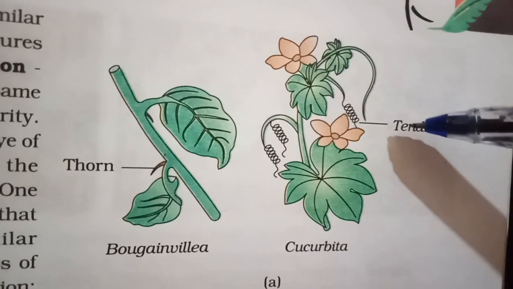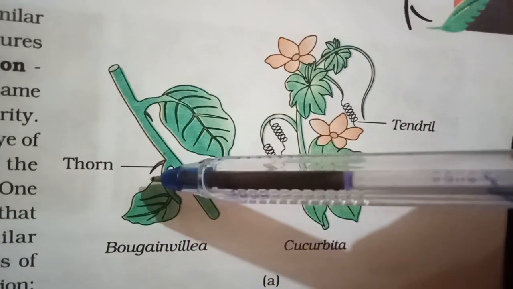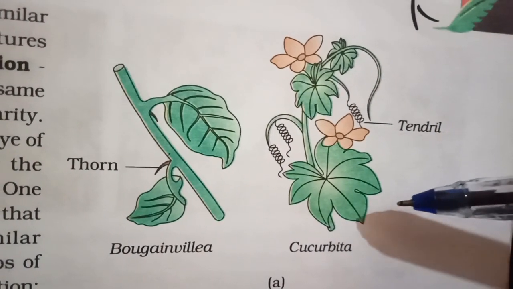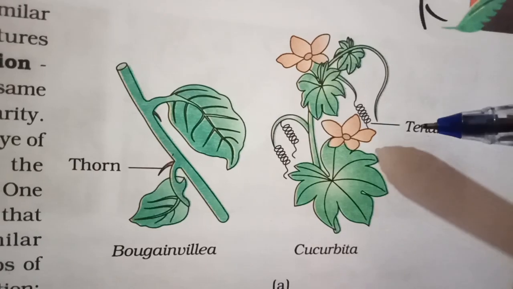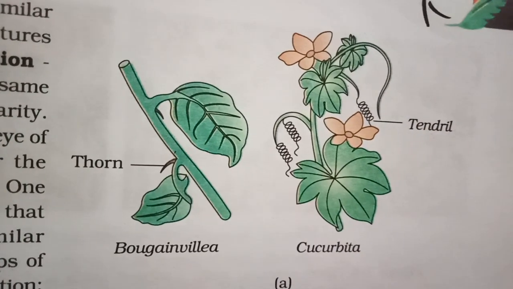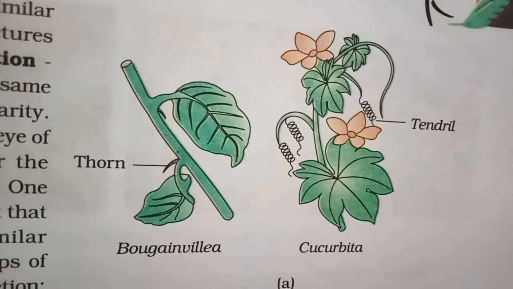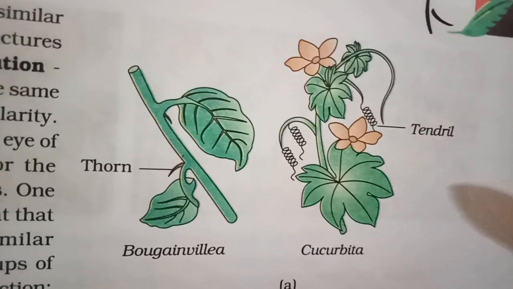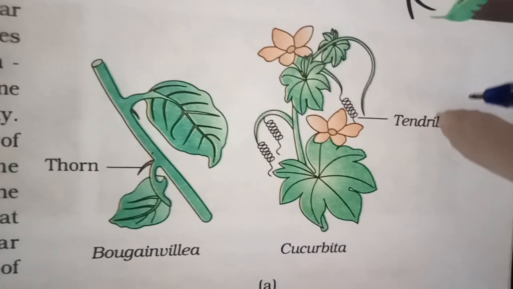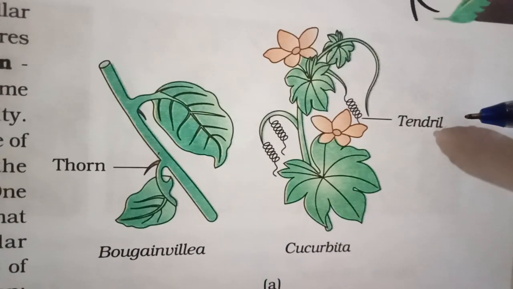How? Because thorns in case of bougainvillea and tendrils in case of the cucurbita, they are arising from the axillary position, showing the common ancestry but performing different functions. Now how do they perform different functions? Thorn is there for protection and tendrils are for the climbing purpose.